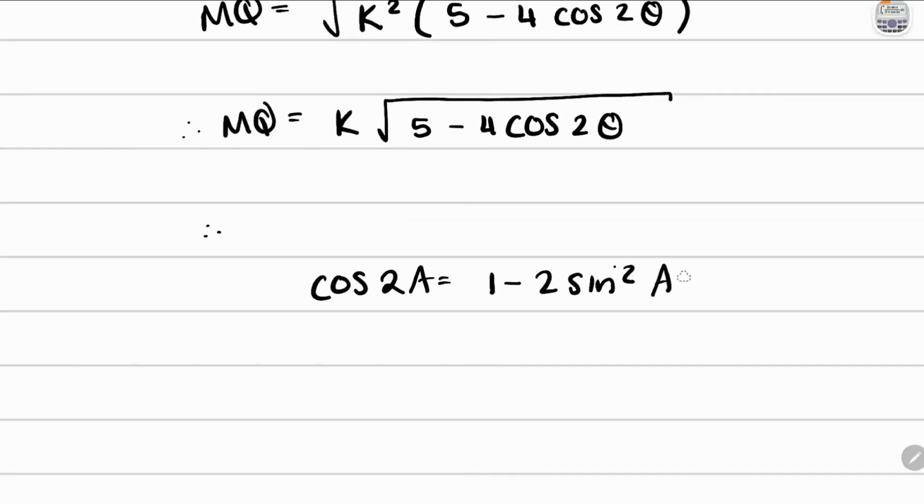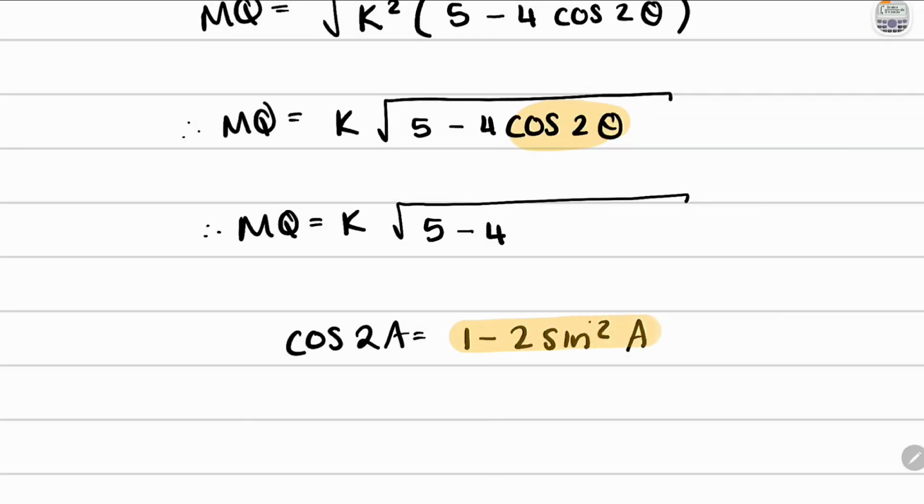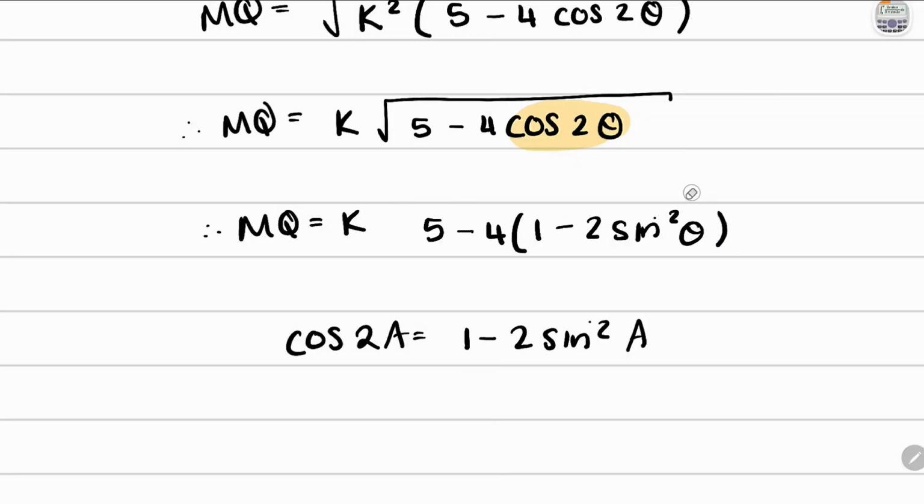So to solve for MQ, we say MQ equals K square root of 5 minus 4, and we're going to change this. Remember, it changes to something that has 2 terms, so you need to protect it with brackets. So that changes to 1 minus 2 sine squared of theta. Okay, so that is what we have there.